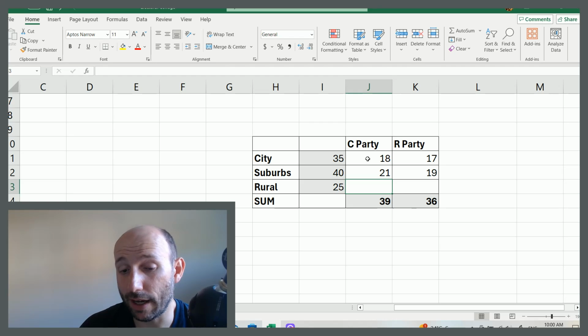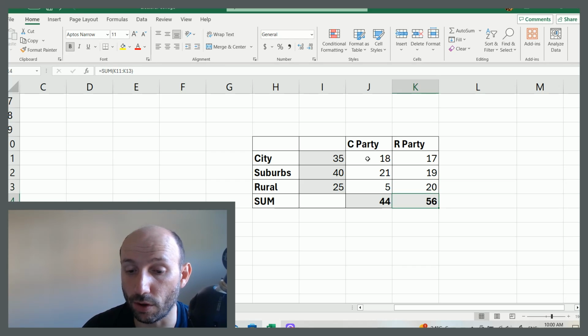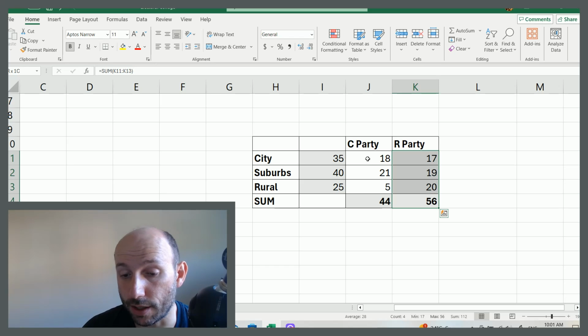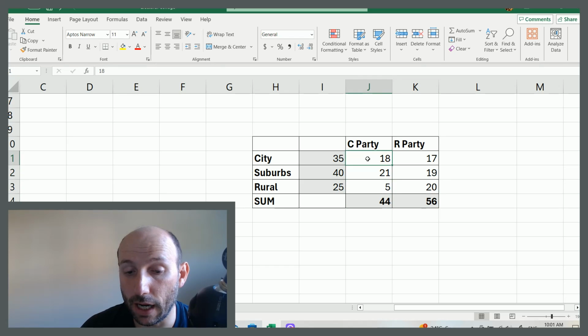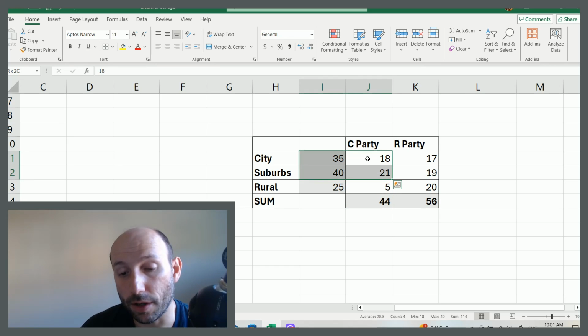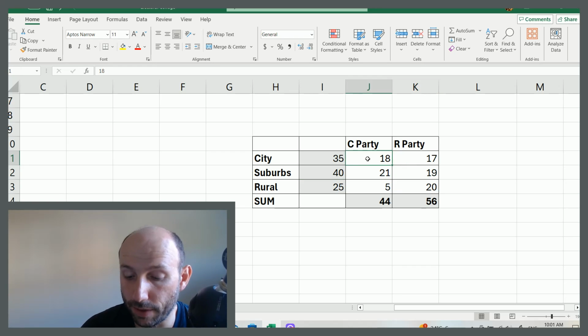So it doesn't really matter now what happens in the rural areas. And let's say in the rural areas, only 5 out of the 25 voted for the C party and 20 voted for the R party. Well, the R party won the popular vote. They won 56% of the vote, okay? But the C party won the Electoral College. They win the election. It could also happen the other way around, okay?